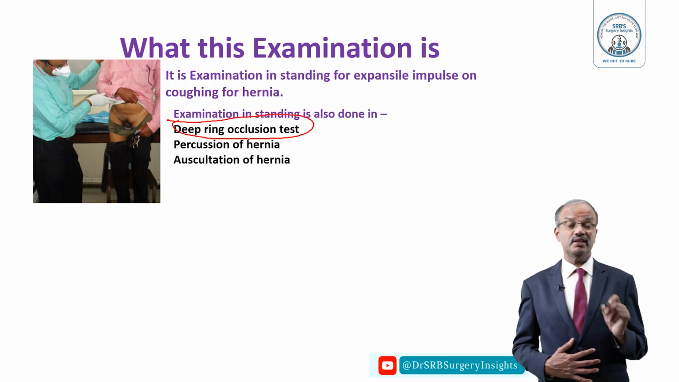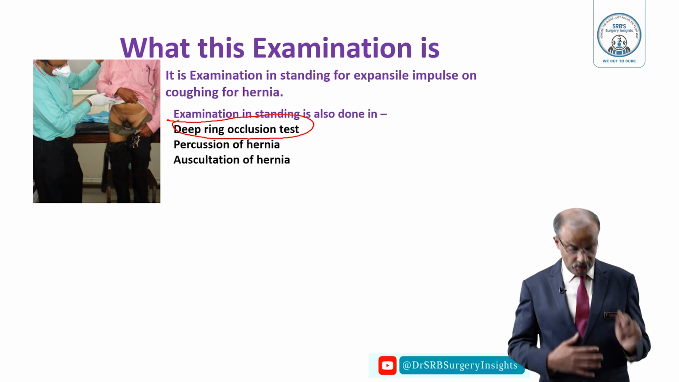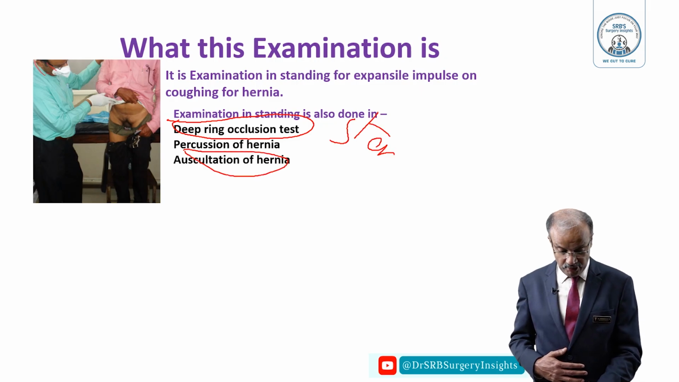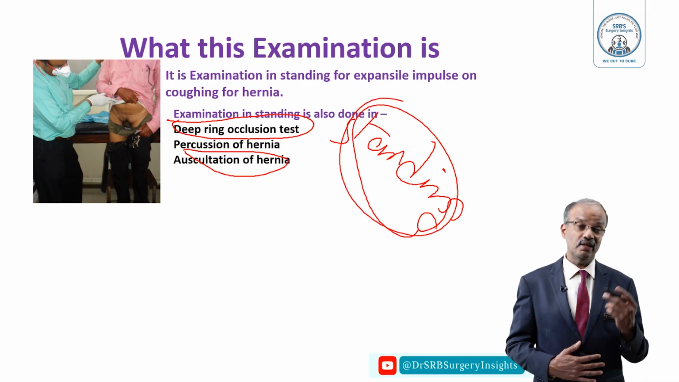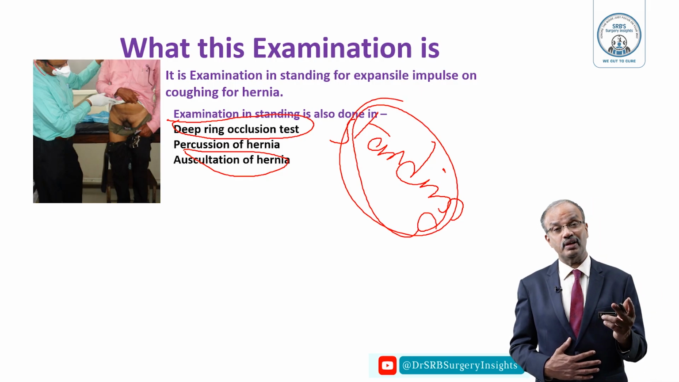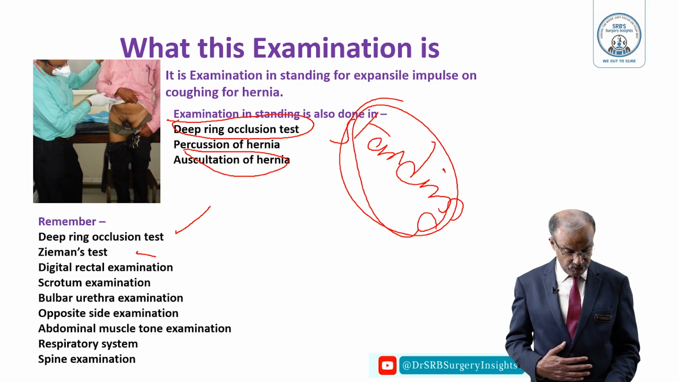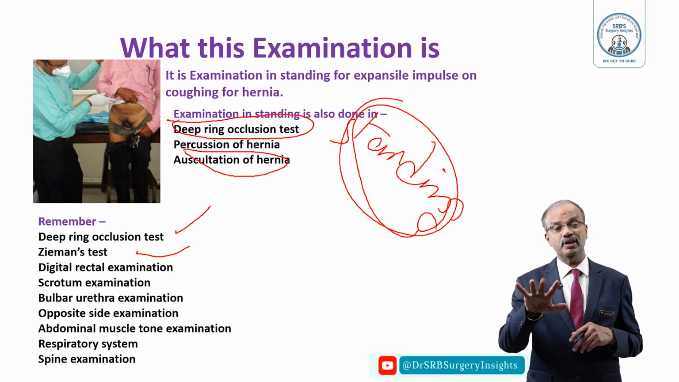Percussion is done in standing always. Whether it is resonant, that means enterocele, whether it is dull, that means omentocele. Auscultation for bowel sounds again done in standing. So all important. Examination in standing is the most important thing in any hernia, groin hernia, also ventral hernia, may be primary ventral hernia or incisional hernia. So remember deep ring occlusion, remember Zieman's test, the three-finger test. Like this, index finger over the deep ring, middle finger over the external ring, and ring finger over the saphenous opening in lying down position. Ask the patient to cough and see wherever impulse appears.